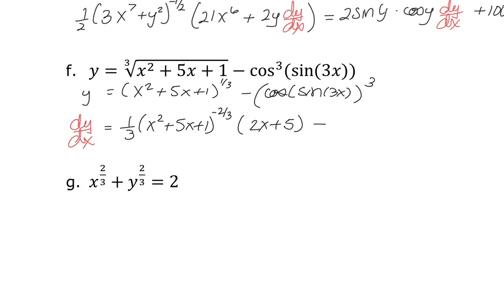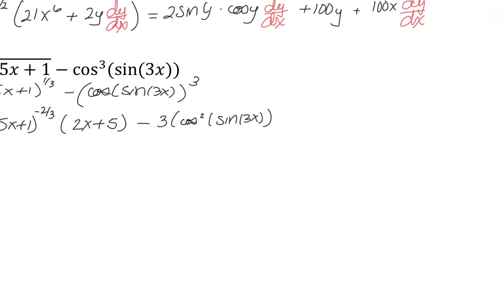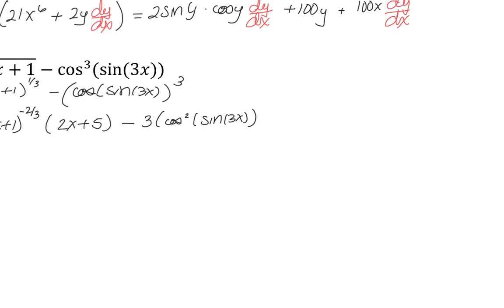minus, now I'm going to do the chain rule. The outer function is a cubed function. That's going to be 3, the cosine squared of the sine of 3x. Now I'm going to multiply it by the derivative of the next function in, which is cosine. So that's going to be negative sine of the sine of 3x. I'm going to multiply by the next inner function, which is the sine. So that'll be the cosine of 3x. And now I'm going to finally multiply by the most inner function, which is 3x.